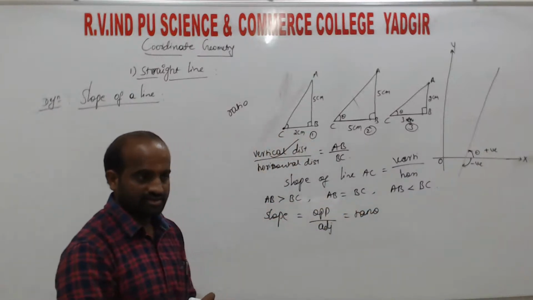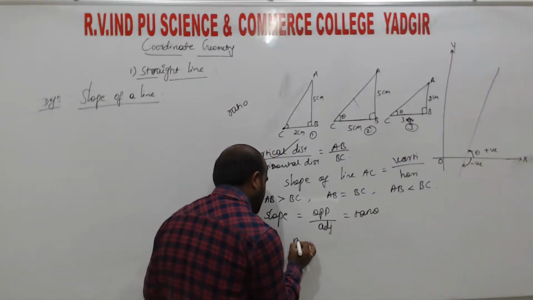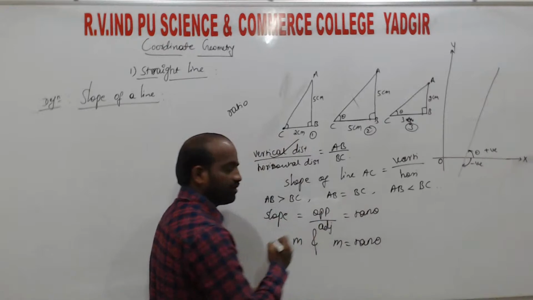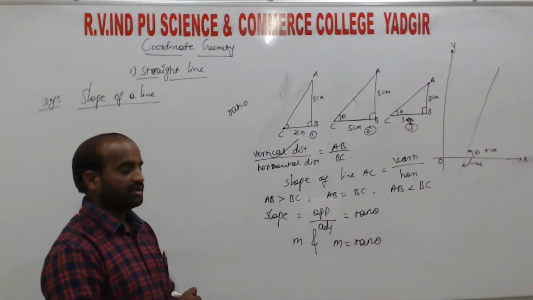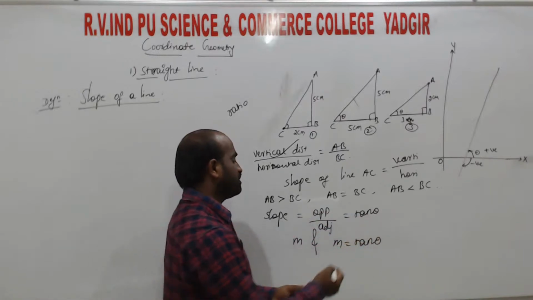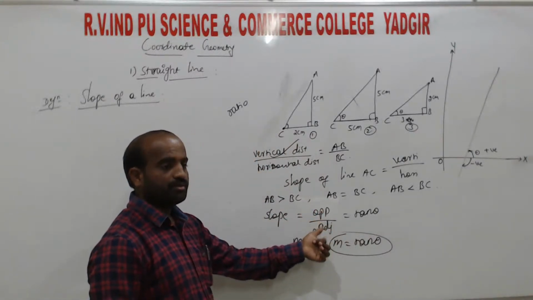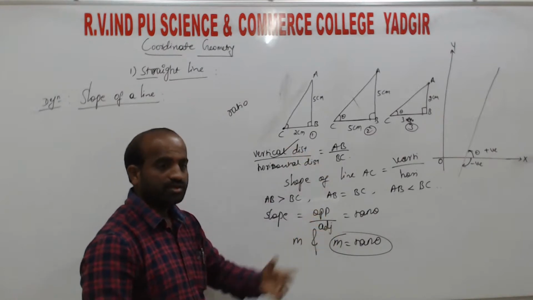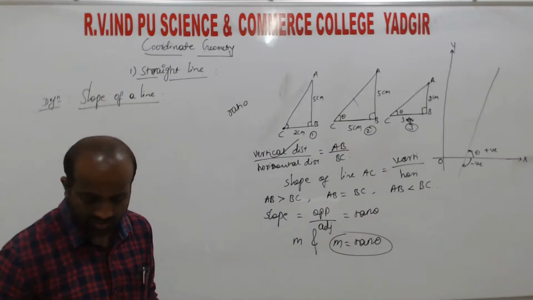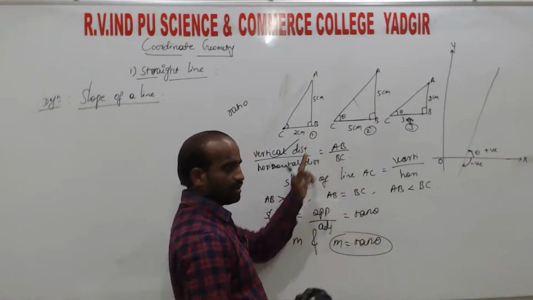Opposite divided by adjacent. The slope of a line is denoted by m and defined by m is equal to tan theta. Slope of a line is defined by m is equal to tan theta. Slope is equal to opposite divided by adjacent, because the ratio of the vertical distance to the horizontal distance is called slope of a line. This means opposite by adjacent is tan theta.